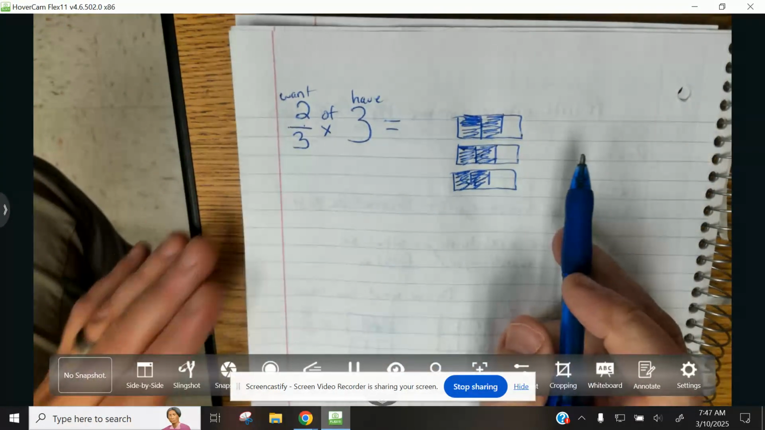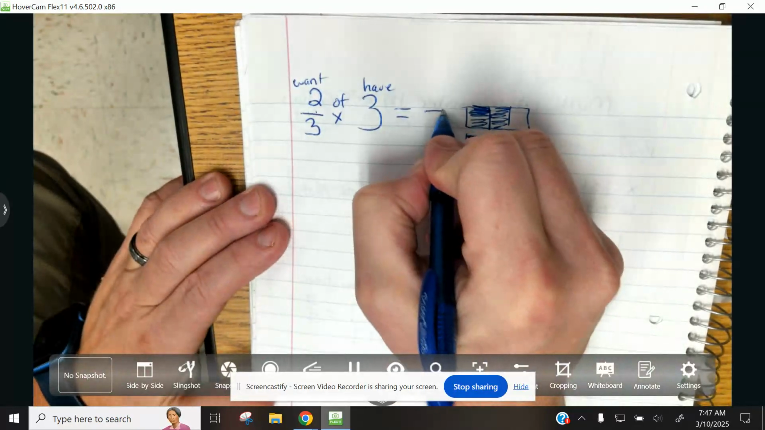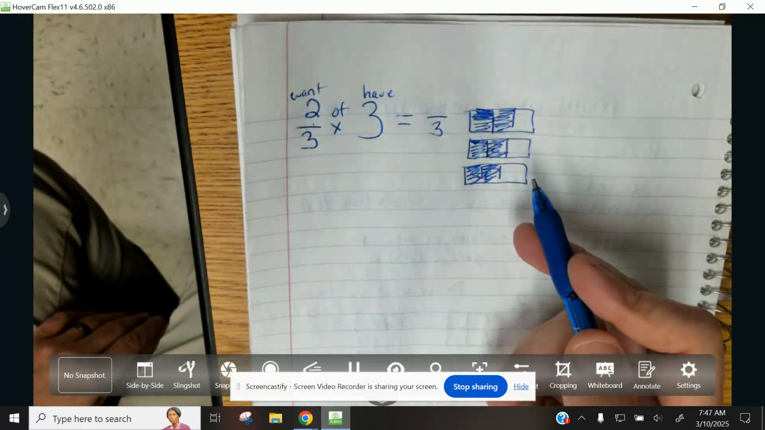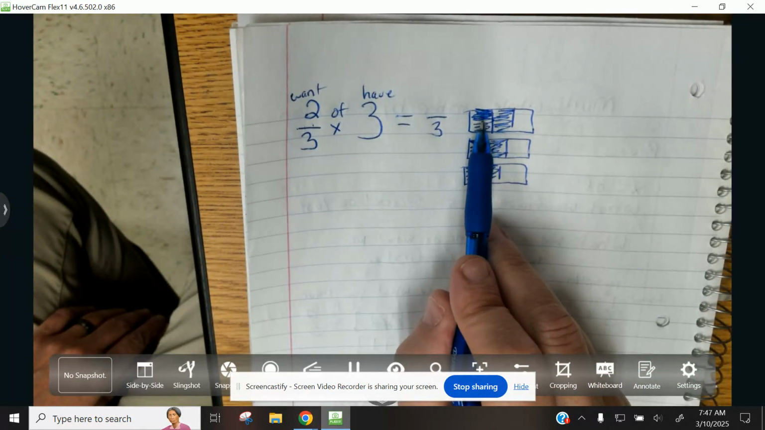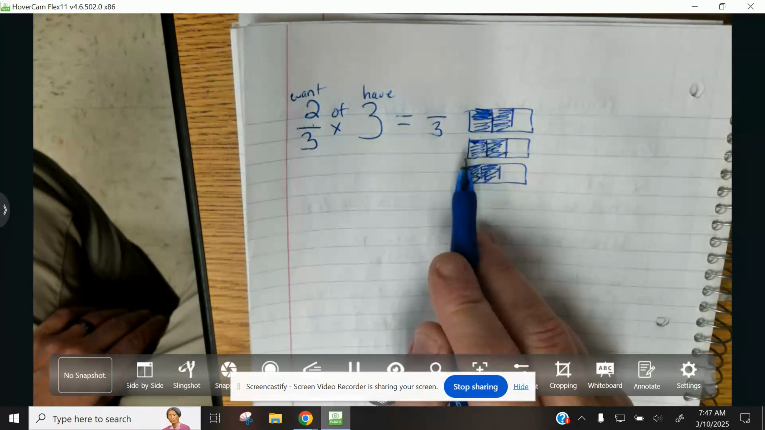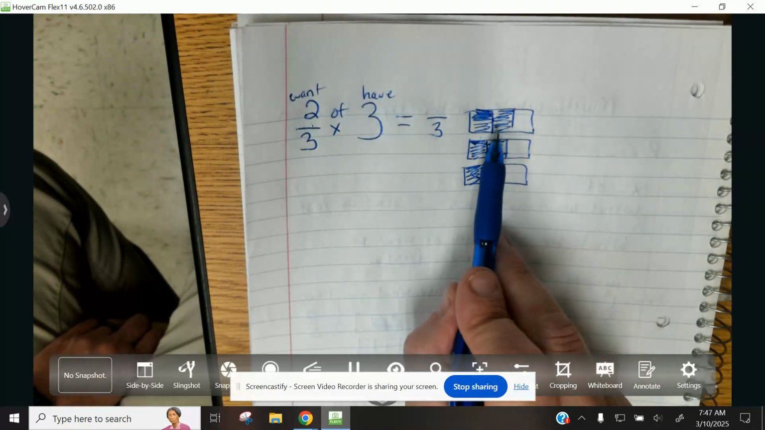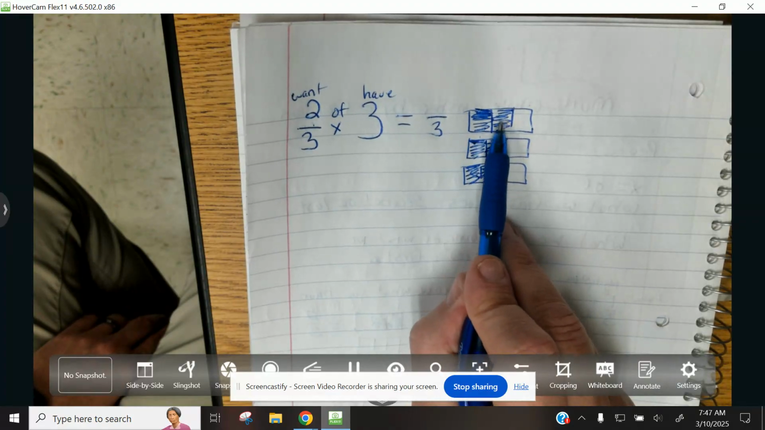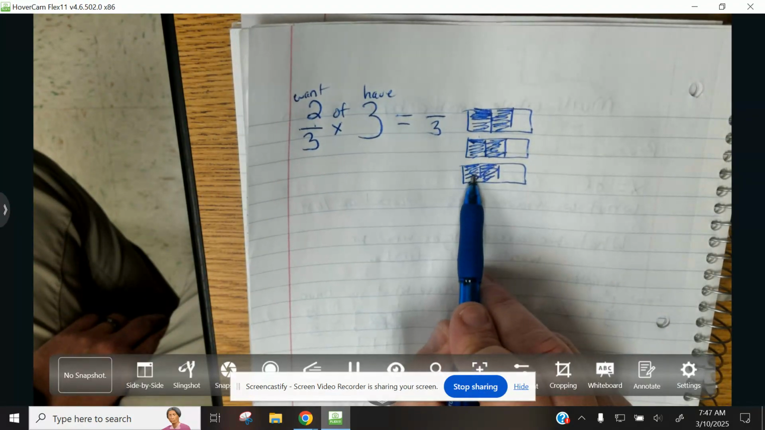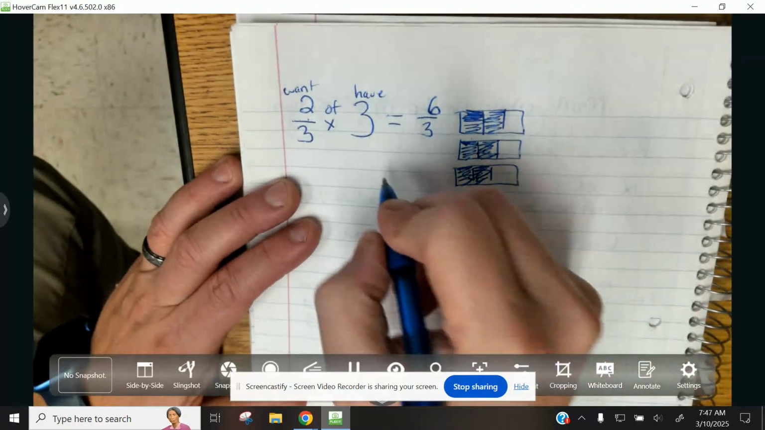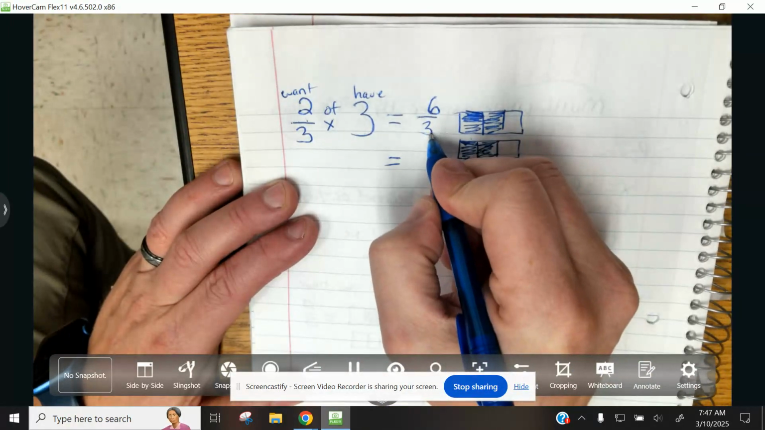When I go to add that up, remember, the denominator stays the same. Why? Because your pieces haven't changed. You did not cut your pieces. When you count these, that's 1/3, that's 1/3, that's 1/3, that's 1/3. So you're adding a whole bunch of thirds. So let's do it. 1/3, 2/3, 3/3, 4/3, 5/3, 6/3. So my answer is 6/3, and then I can turn that into, 3 can go into 6 2 times.